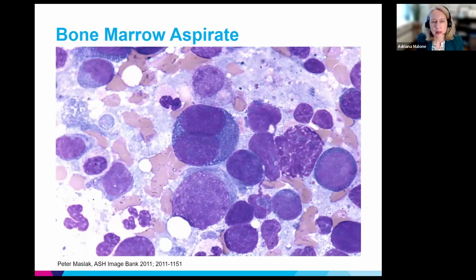Here is an example of a bone marrow aspirate where we see evidence of dysplasia in the red blood cell lineage, especially here we can see.